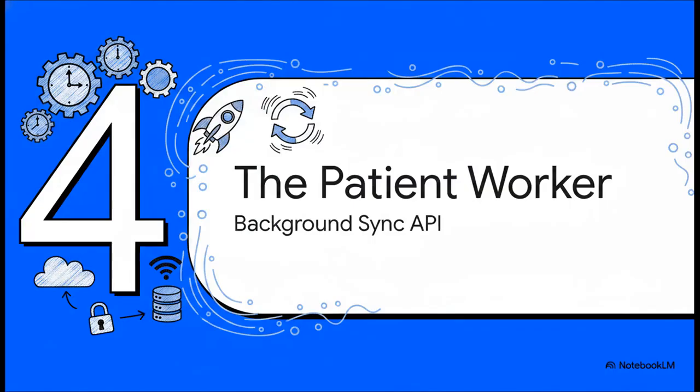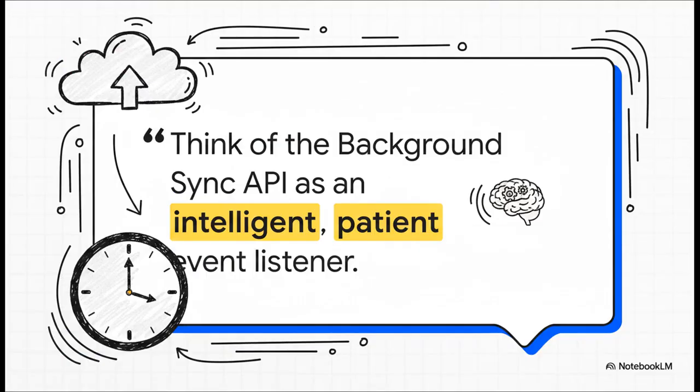But how does the service worker know when later is? How does it know when to actually send the data? This is where our real secret weapon comes into play. The background sync API. And you gotta understand, the background sync API is not just some simple timer. Think of it more like an intelligent, patient event listener. It's a service that lives at the browser level, and it was designed for this exact scenario. It just waits patiently for the perfect moment to act.